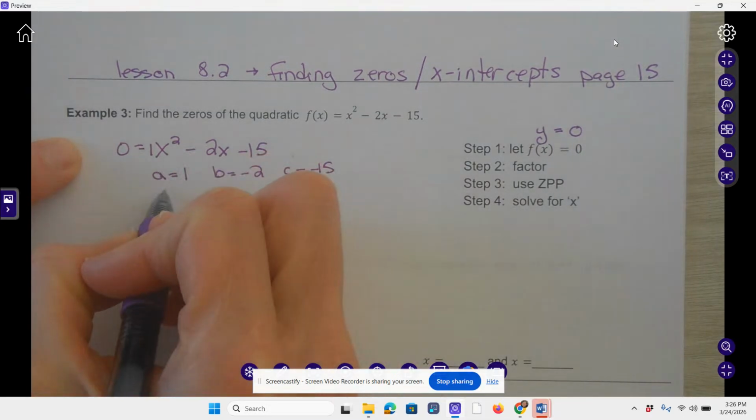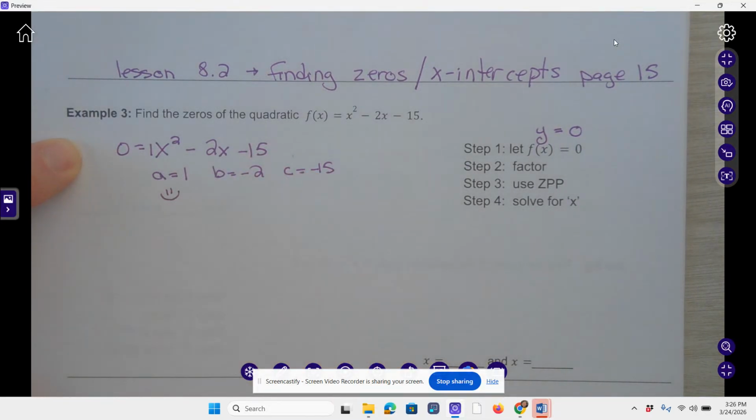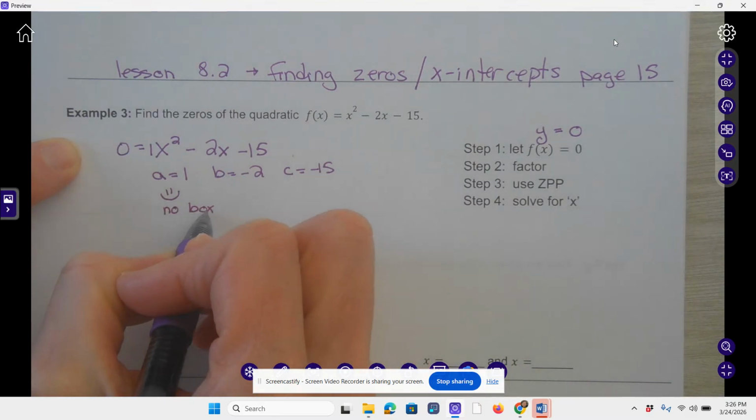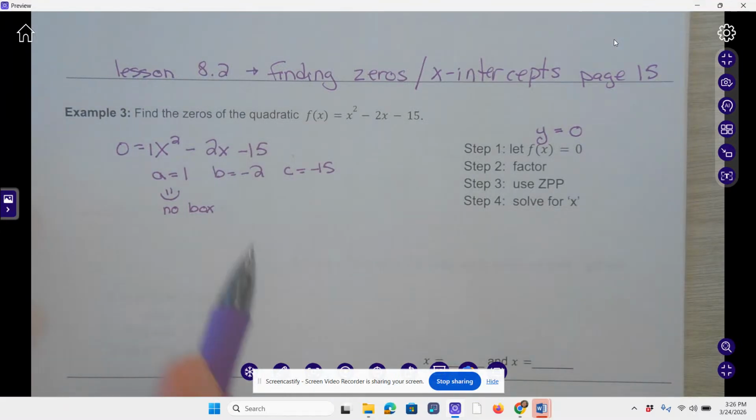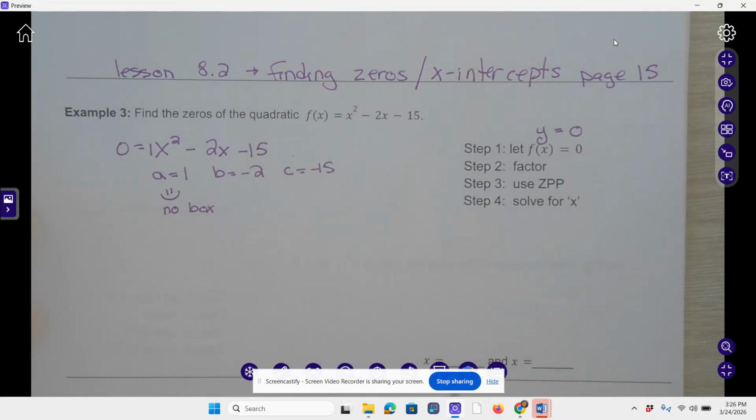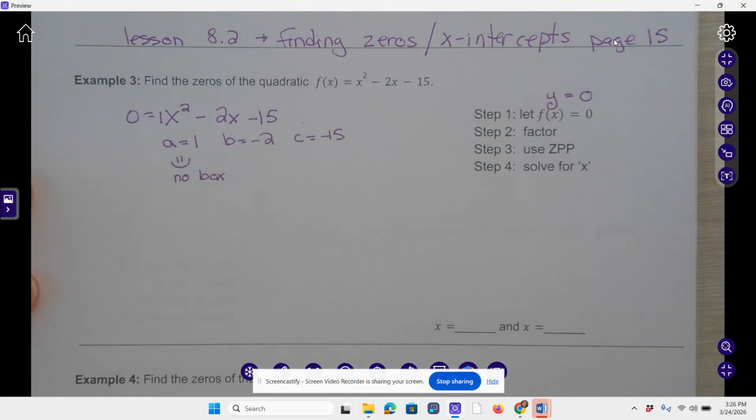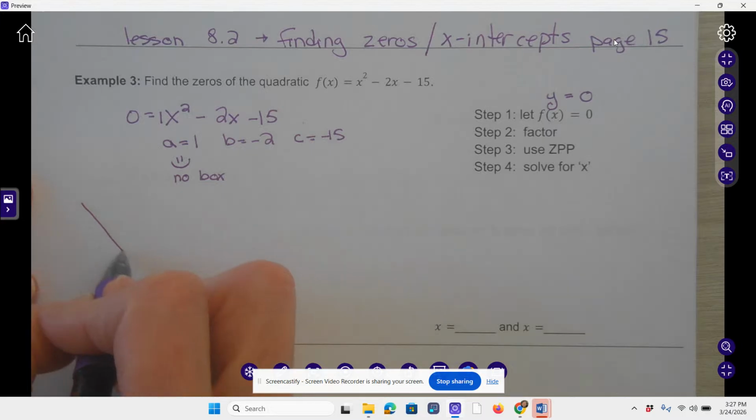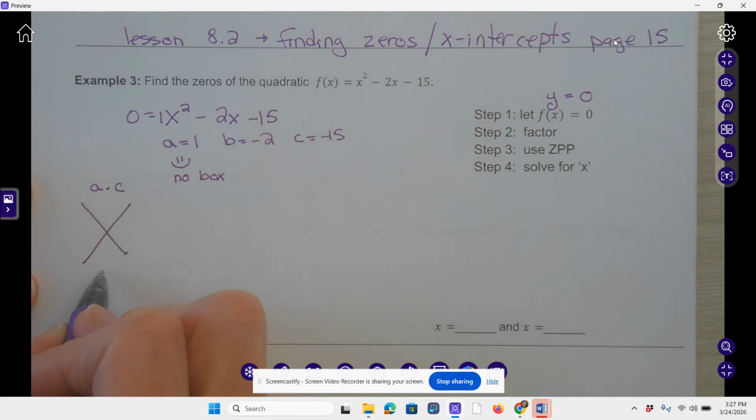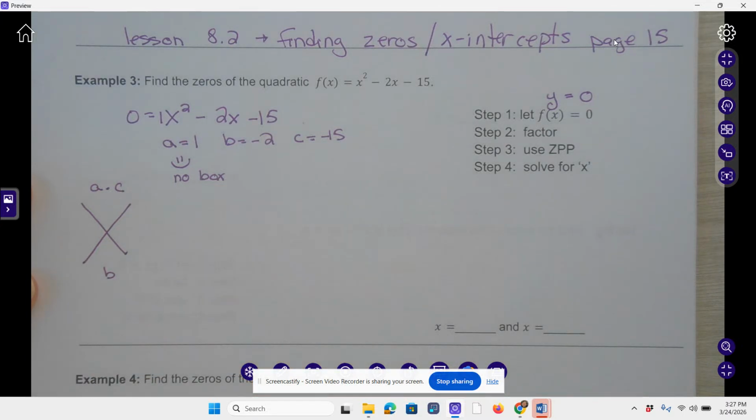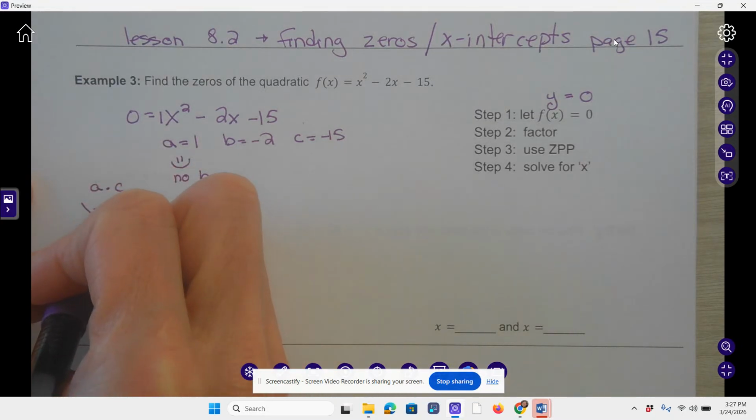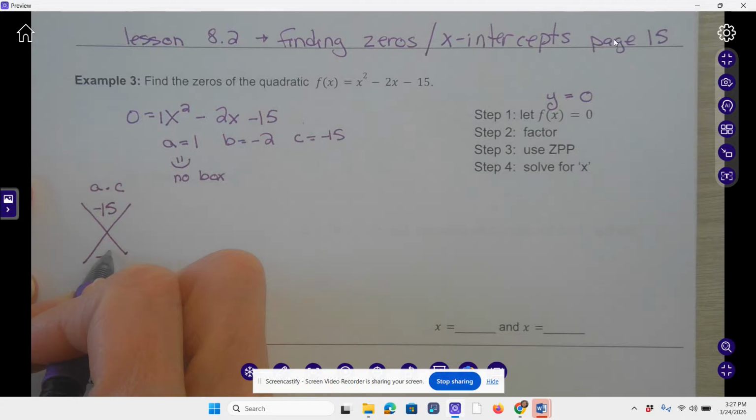If you also remember from Chapter 7, when a is 1, that means we do not have to do a box. So when we're factoring a trinomial that has an x squared, an x, and a constant, we typically do x box. But if your a is 1, we can just do our x. So recall, top of the x is a times c, bottom of the x is b. Our a times c is negative 15. Our b is negative 2.